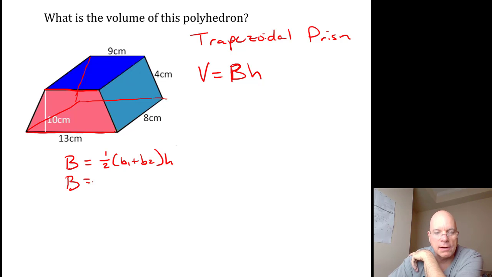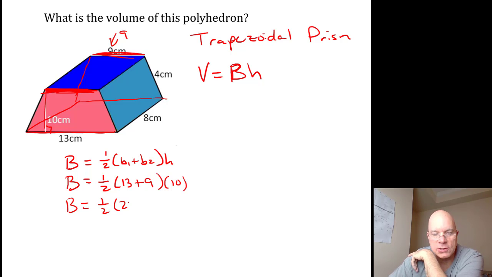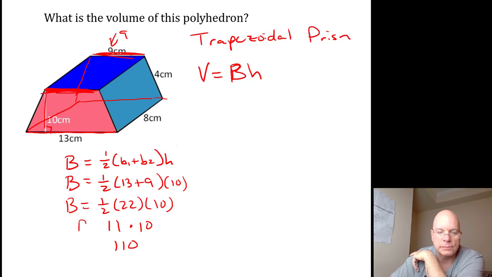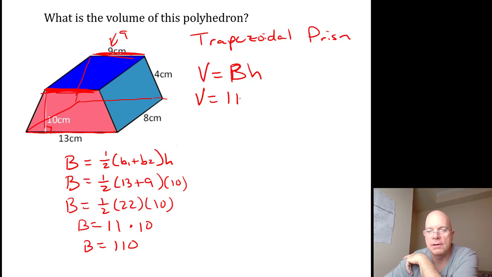So the area of the base, the area of the trapezoid is 1/2 multiplied by 13 plus, I don't see this dimension up here, but I see it over here. If that's 9, then this must be 9. So 13 plus 9 multiplied by, the height is shown right here, 10 centimeters. So 1/2 multiplied by 22 multiplied by 10. Half of 22 is 11, and 11 times 10 is 110. So big B, the area of the trapezoidal base, is 110.